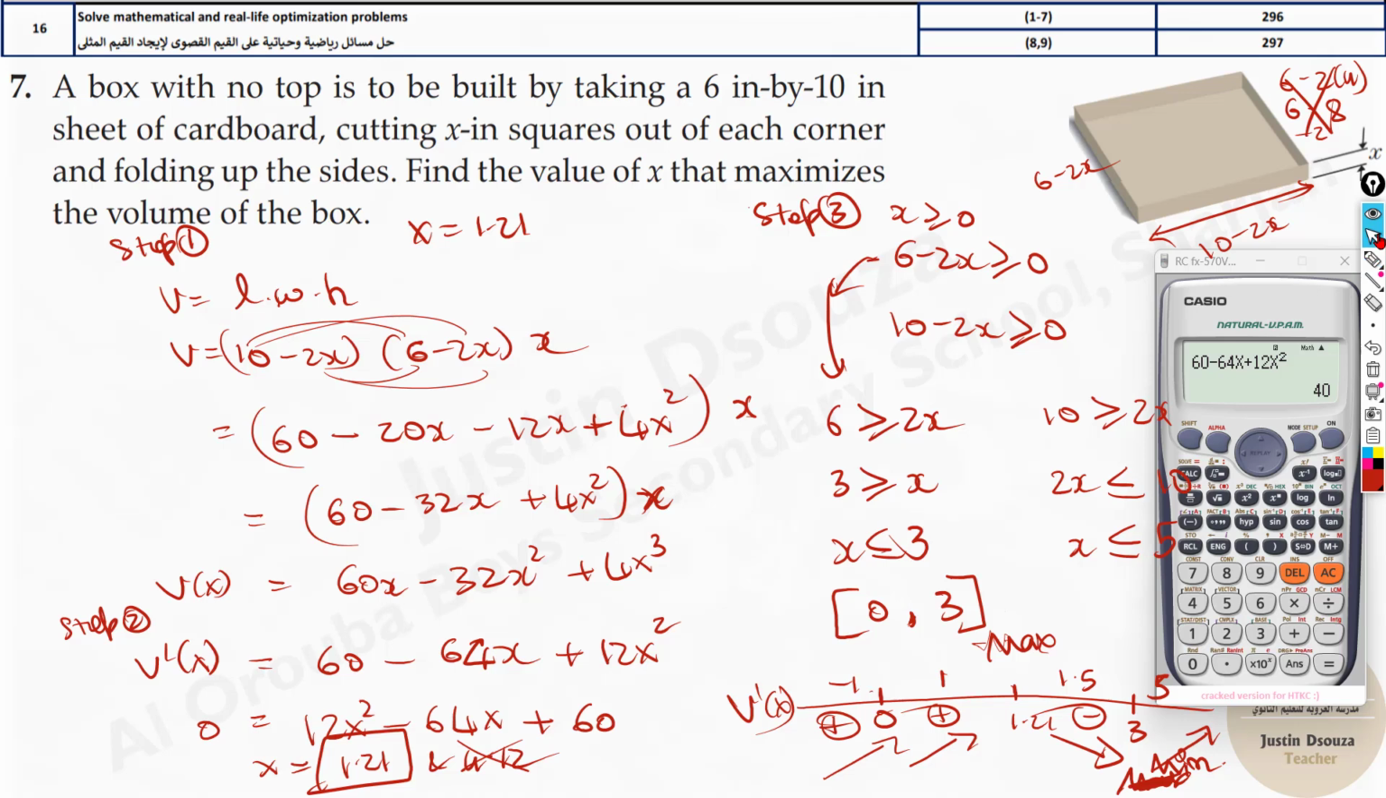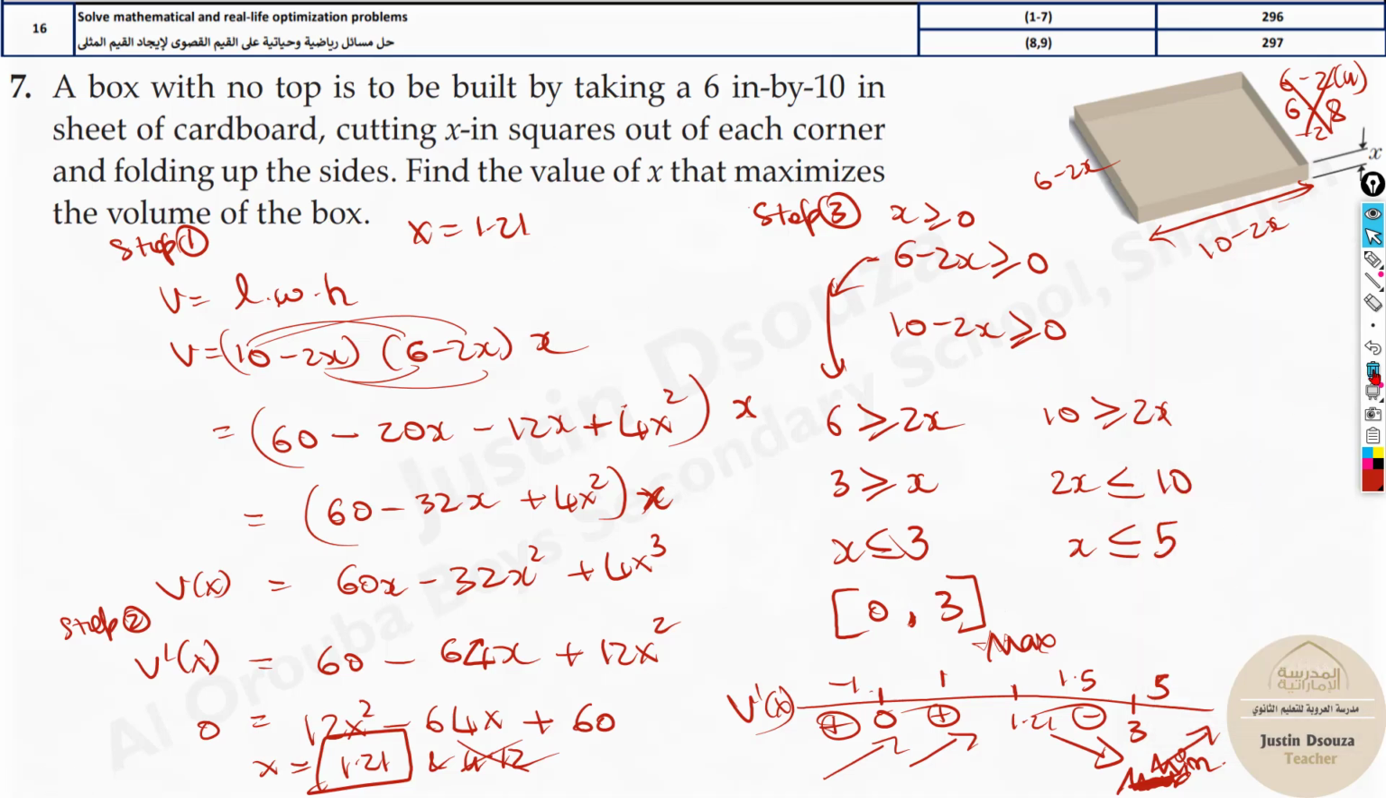So what do we need to do? Maximize the volume. So take the dimension of x as 1.21, and then you will be able to maximize the volume. That's the answer. So from this number line, you can consider it.